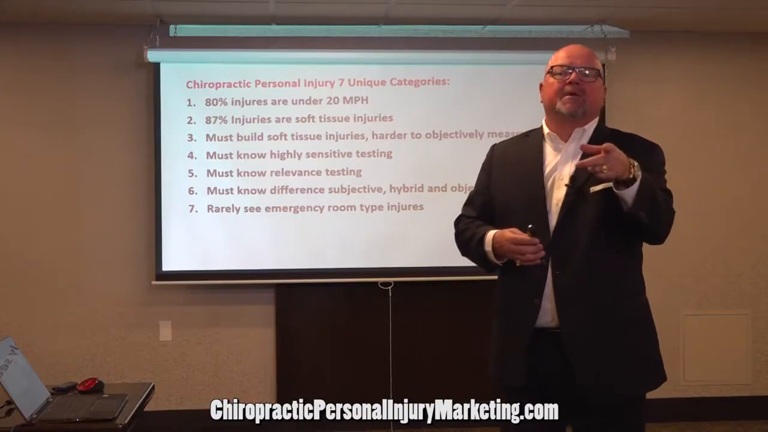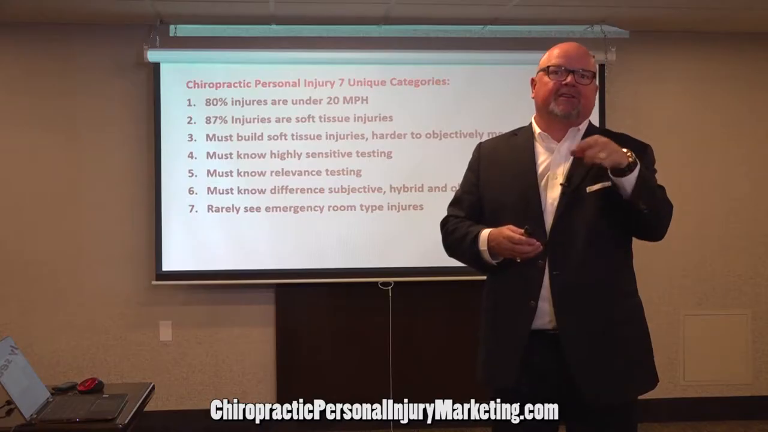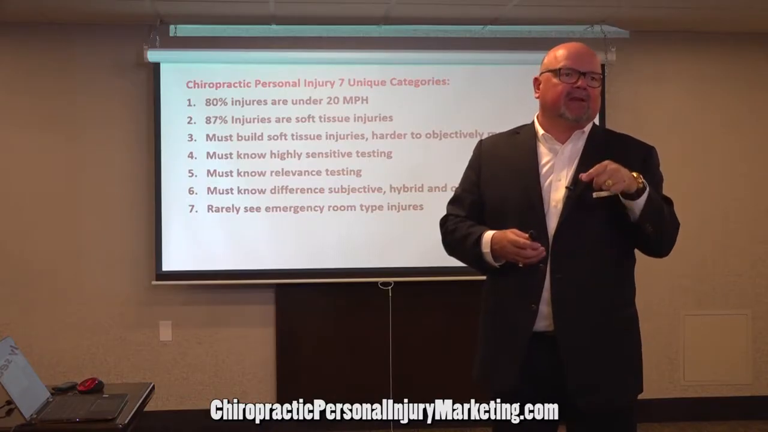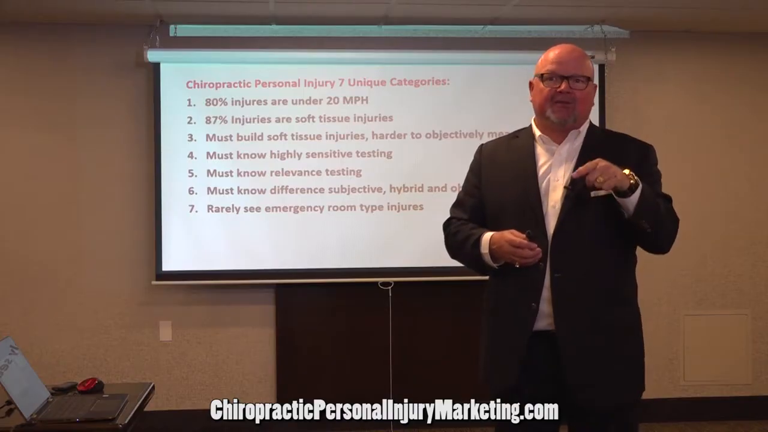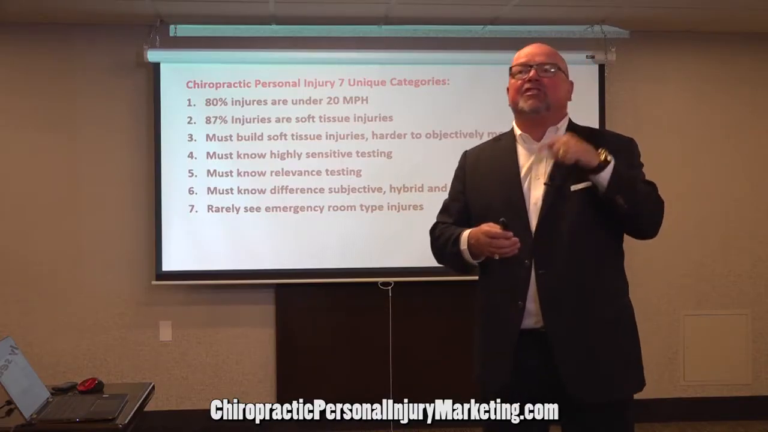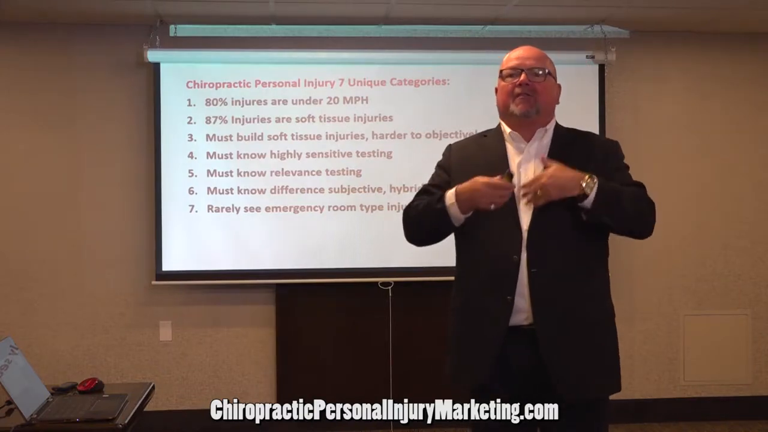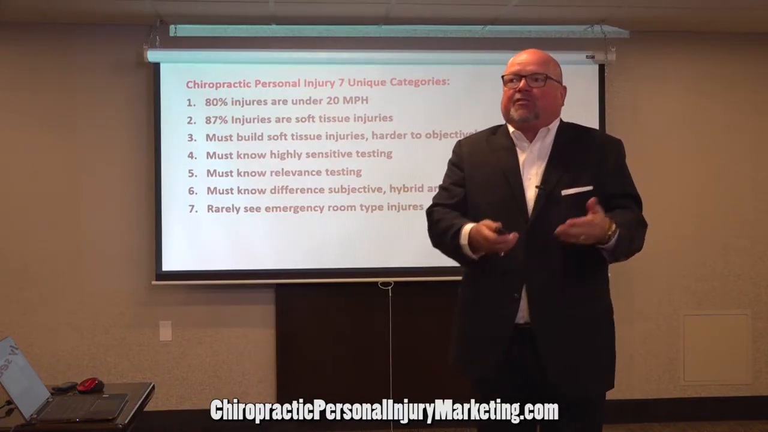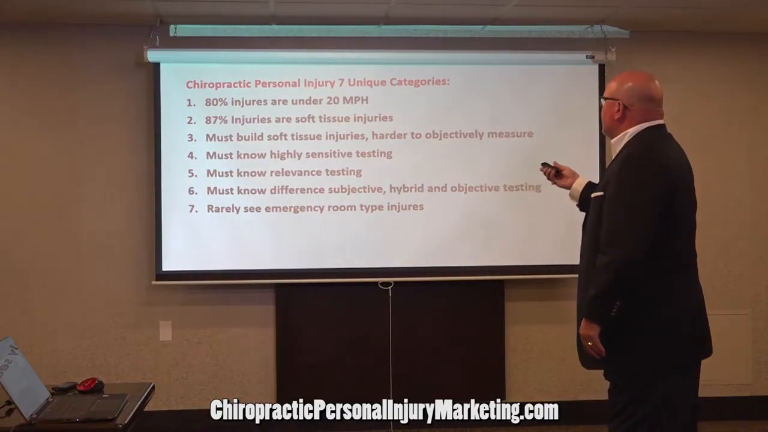And guess what also happens with that 16%? If they have enough to have a neurological component or disc component, what's the likelihood they also have the soft tissue injury component? They almost have to have the soft tissue injury in addition to the disc or the nerve, just because of the amount of energy it took to cause the disc injury or the nerve injury. You must build soft tissue injuries.